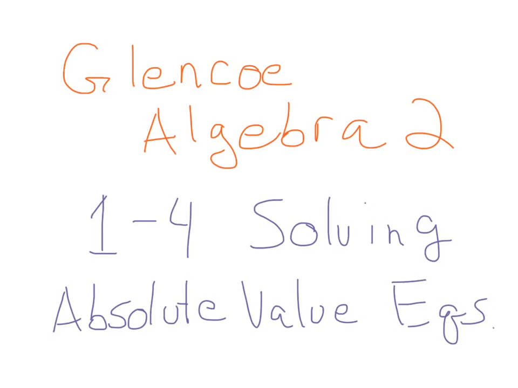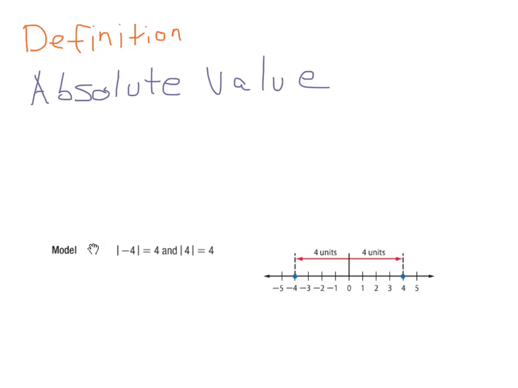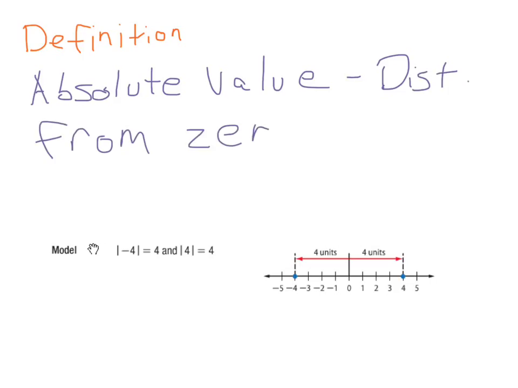So first thing we're going to do is define absolute value. So what is an absolute value? What does it mean, absolute value? The book defines absolute value as: the absolute value of a number is its distance from zero on a number line. So let's get that in here. Distance from zero on a number line.